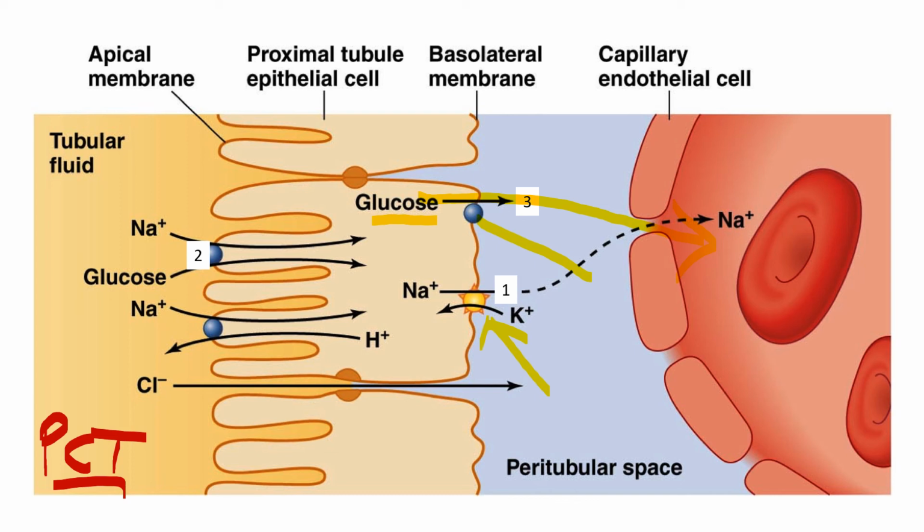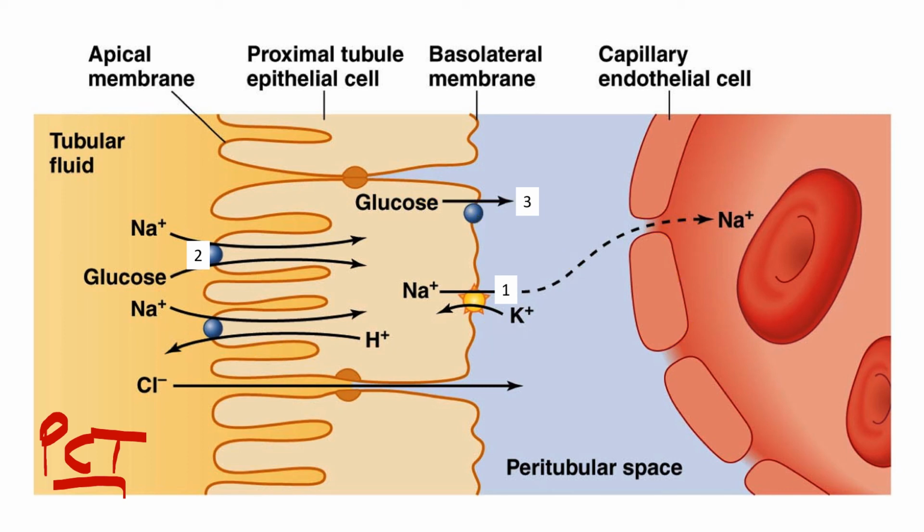Now, what that does, because you've moved the sodium, you've moved the glucose, you've moved amino acids, you've moved solutes out of this fluid, is that the water potential gradient increases. And so water will move by osmosis out of the proximal convoluted tubule. Okay, you've created a potential gradient because you've removed those solutes, so you've increased the water potential inside the proximal convoluted tubule.